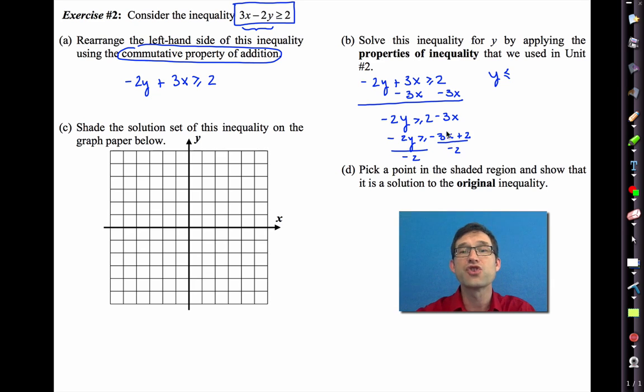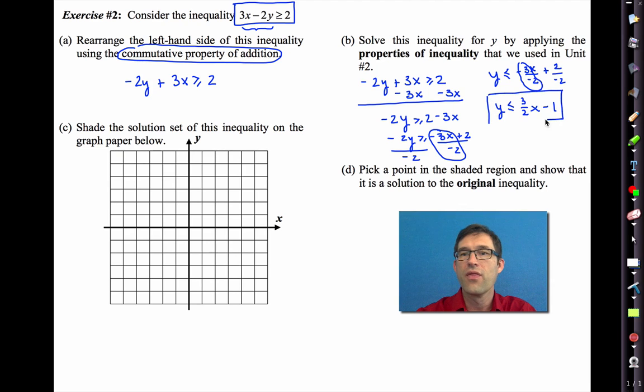Now I'm also going to distribute the division by negative 2. So right here I'll have negative 3x divided by negative 2 and 2 divided by negative 2. Finally, I'm going to make that negative and negative into a positive, and I'm going to do 2 divided by negative 2 and make it into negative 1. Now, this inequality and this inequality are equivalent. They have exactly the same solution set.